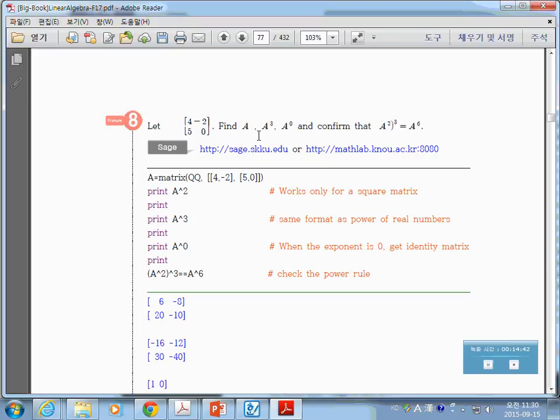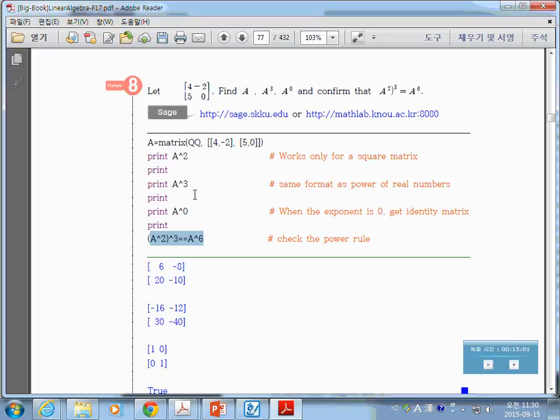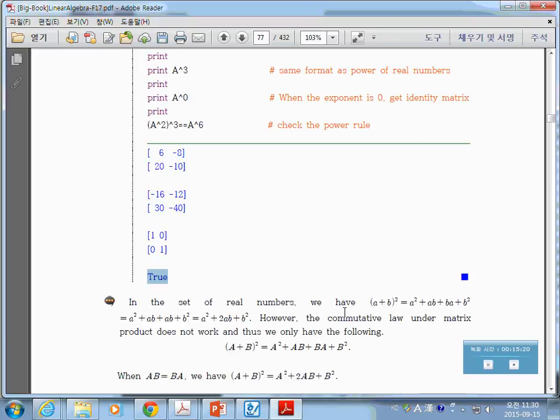So suppose we have a matrix A, then we can find any powers of the matrix. Suppose we have this matrix A, which is 4, minus 2, 5, 0. Then we can compute A squared, A cubed, or A to the 0 power, and A to the 6th power by using these earlier ones. Then you will see A's 0th power is always the identity matrix, and this is the same as this. So I checked it, and the left-hand side is always the same as the right-hand side. It's true. So that's what it gives us.